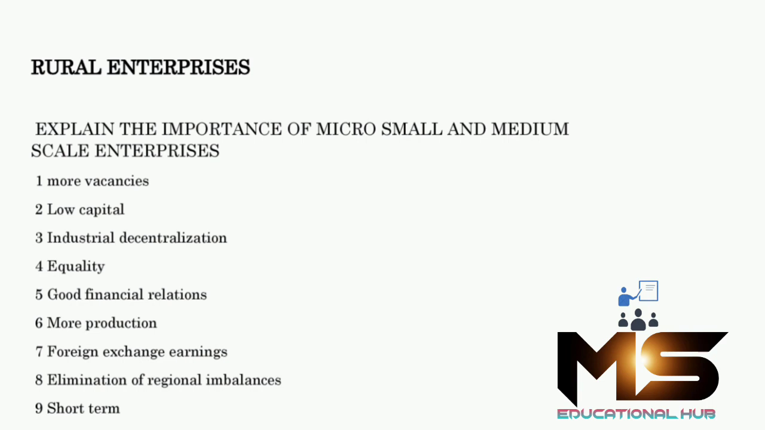These third and fourth chapters are very, very important from your examination point of view. The fourth chapter is rural enterprises. Explain the importance of micro, small and medium scale enterprises, in the sense MSME. Here, first, it gives more vacancies, low capital, industrial decentralization, equality, good financial relations, more production, foreign exchange earnings, elimination of regional imbalances, short term.